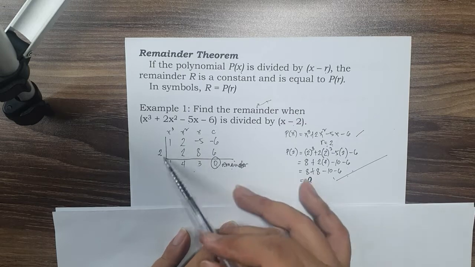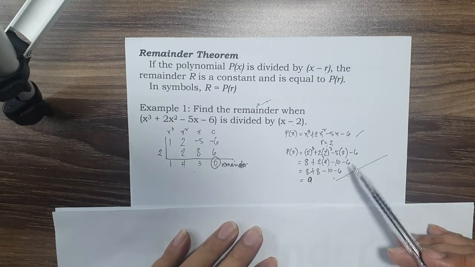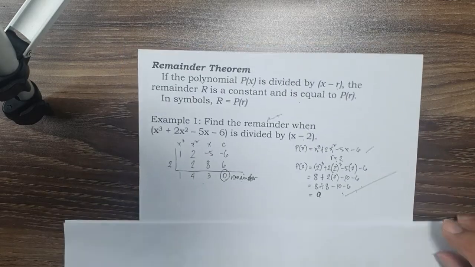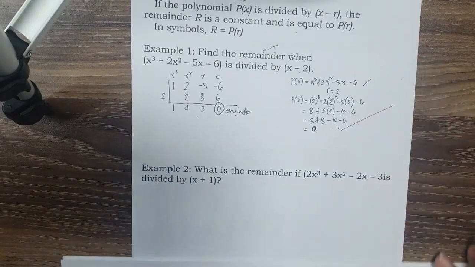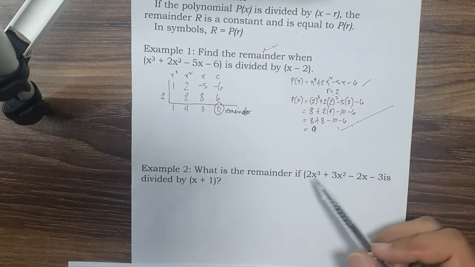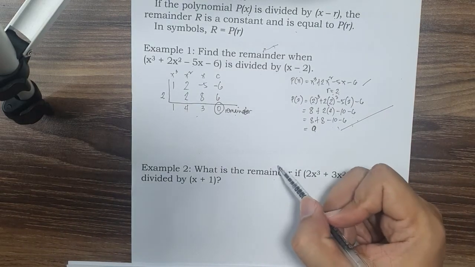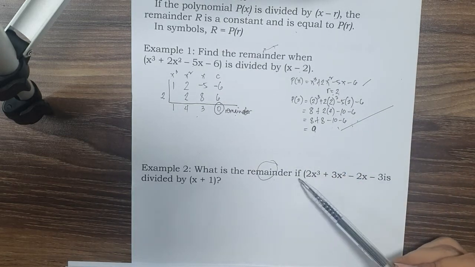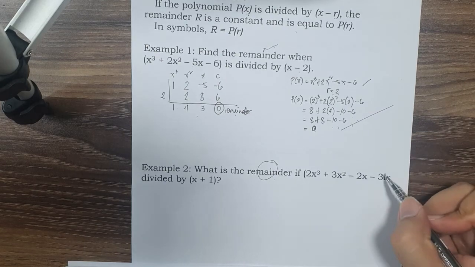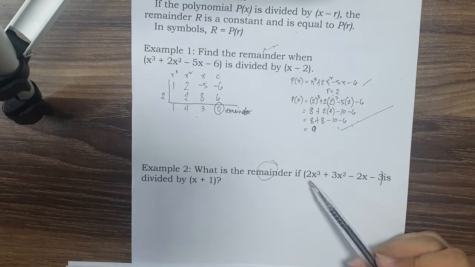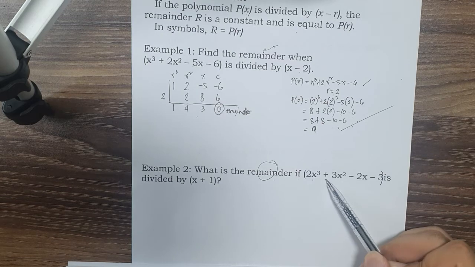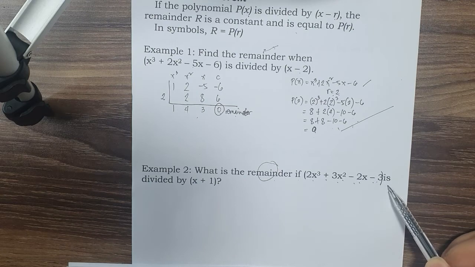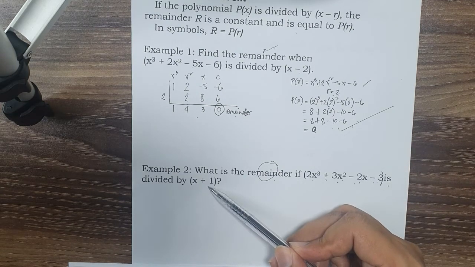Kaya lang dito kasi pinakuha din, makukuha mo rin yung quotient. Remainder lang naman yung pinapahanap. So, use remainder theorem instead. So, let's have example number 2. Ayan. So, what is the remainder? Remainder ulit yung pinapahanap. What is the remainder if the polynomial 2x cubed plus 3x squared minus 2x minus 3 is divided by the binomial x plus 1?